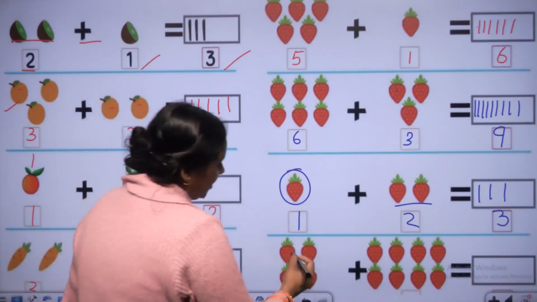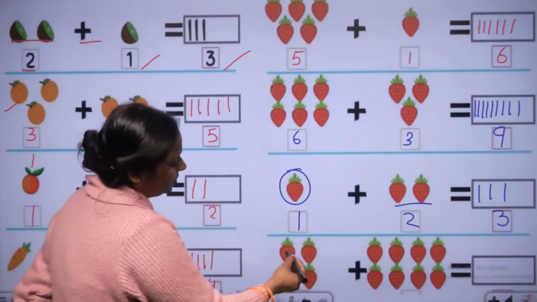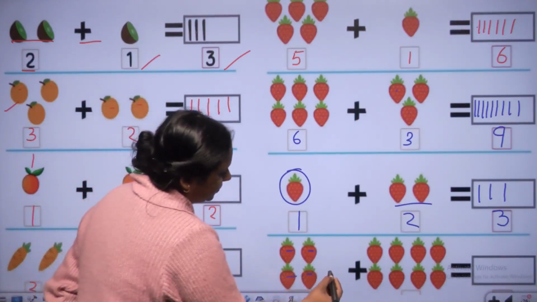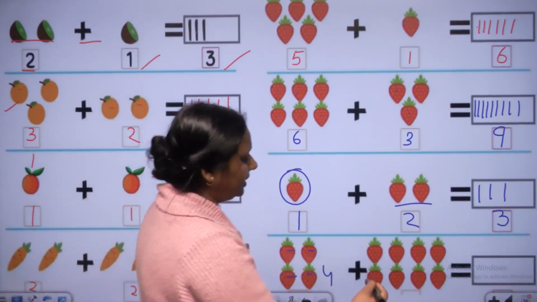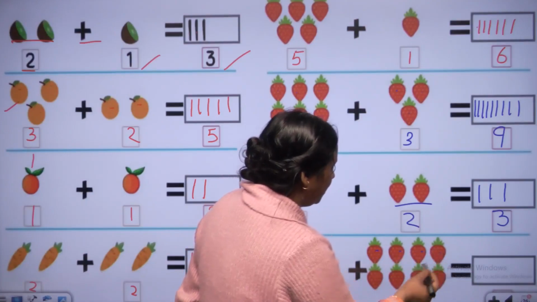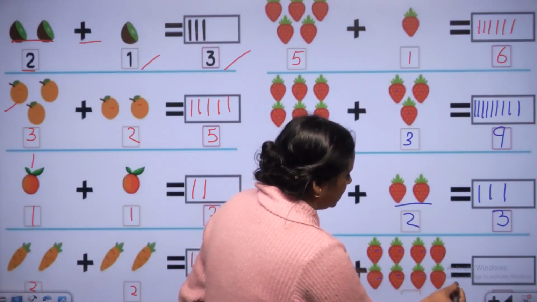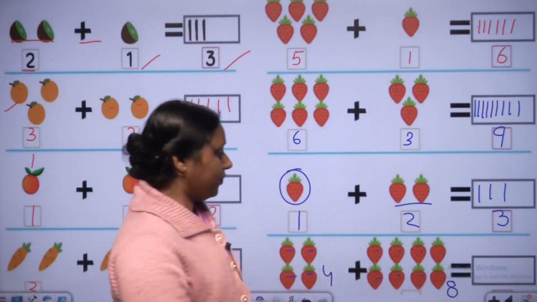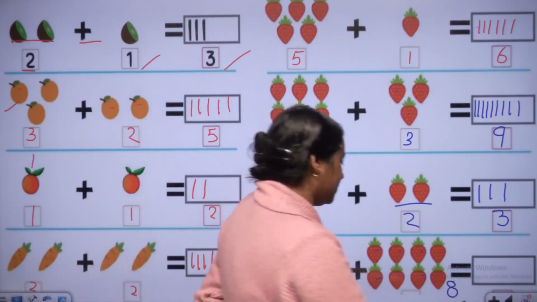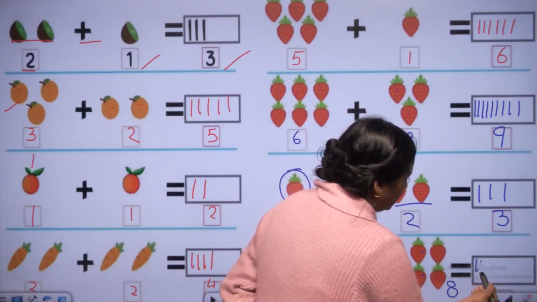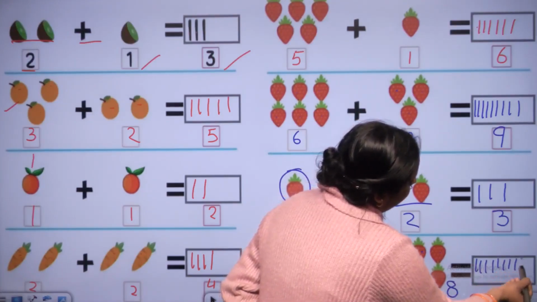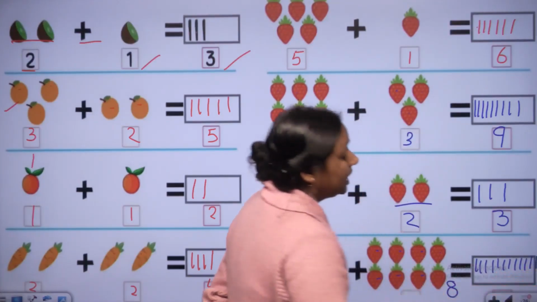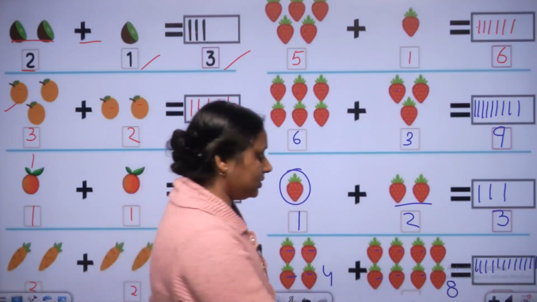Okay. How many strawberries? 1, 2, 3, 4. Okay, 4. And another side, 1, 2, 3, 4, 5, 6, 7, 8. 4 plus 8. Okay, first we draw a stick. 1, 2, 3, 4. 1, 2, 3, 4, 5, 6, 7, 8. 8 plus 4. Count it.